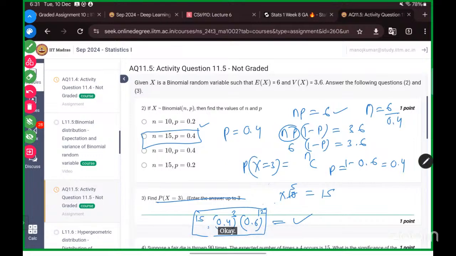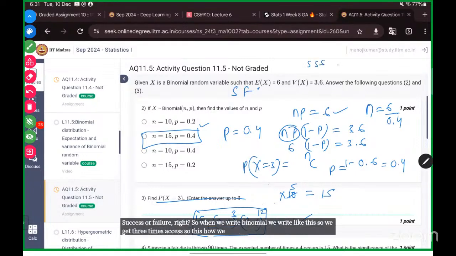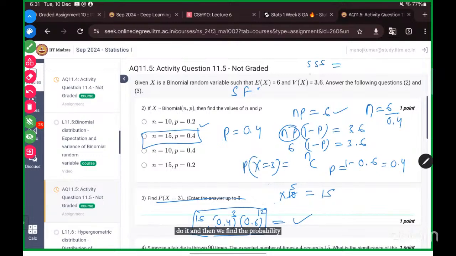So when we do Bernoulli, we get either success or failure, right? Yes, sir. So when we write binomial, we write like this. So we get 3 times success. This is how we do it, and then we find the probability of failure, like let's say 2 times, right?